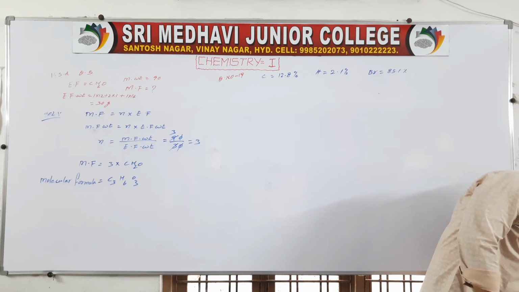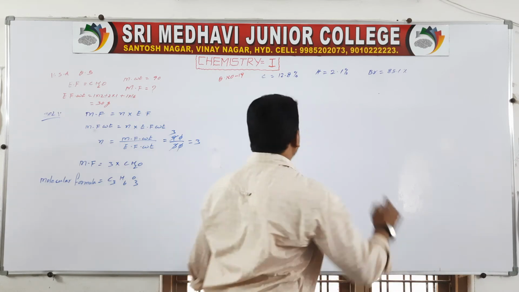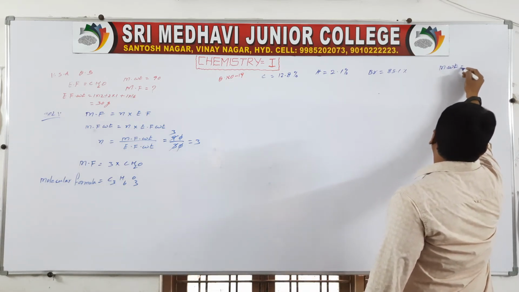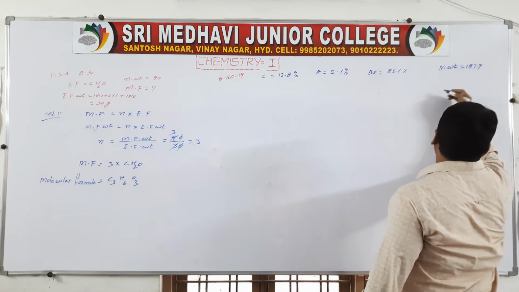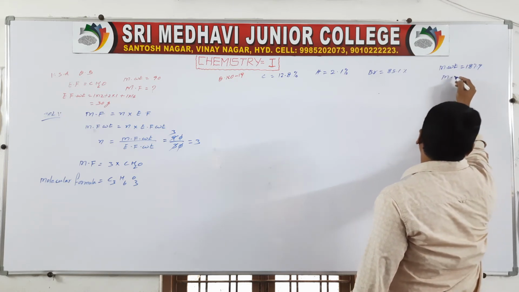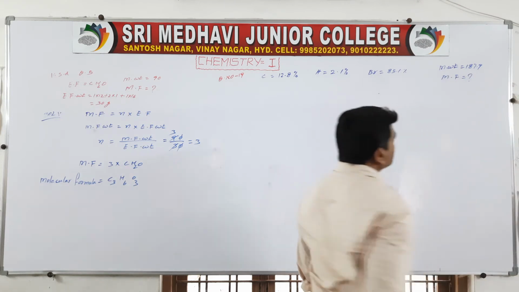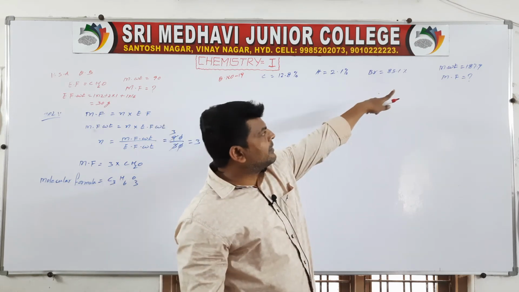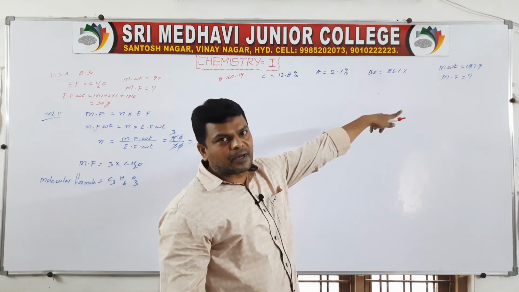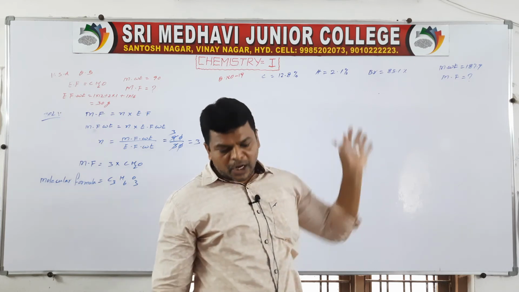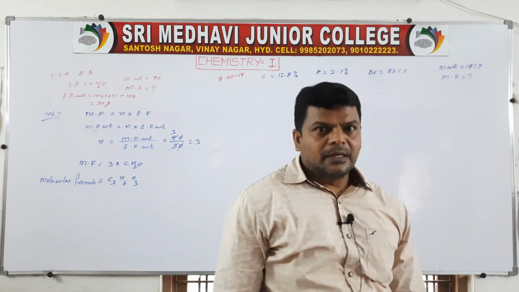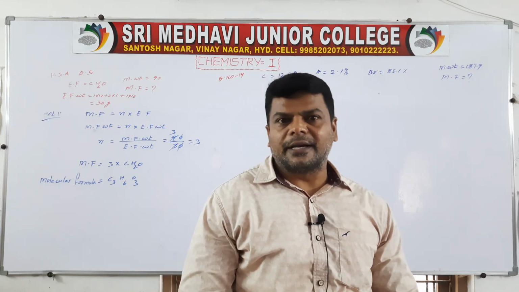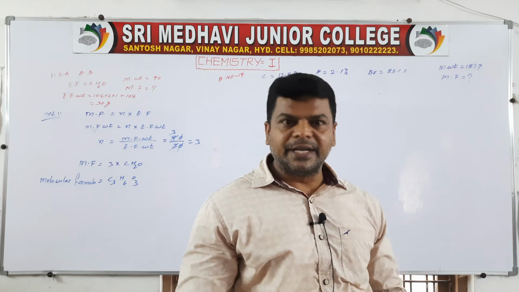The molecular weight of the compound is 187.9. Calculate the molecular formula. So, composition is given, molecular weight is given. So we have to calculate the molecular formula. Means, first we have to calculate the empirical formula. Okay, how can the empirical formula be calculated? In 4 steps. Previously we discussed.